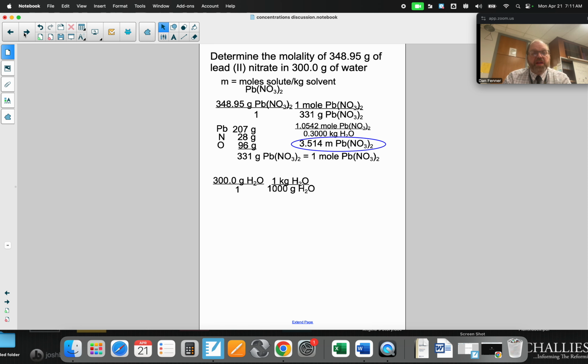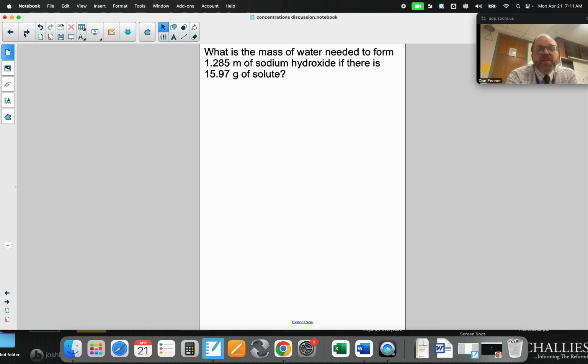We're going to do the same one here. This time we're going to want to find the mass of water needed to form 1.285 molal sodium hydroxide if there's 15.97 grams of solid. Now again, never start with a concentration, so we're not starting with that number. Start with the other number, 15.97 grams of my solid. Well, what's my solid? Look up here. In the solution, it's sodium hydroxide.